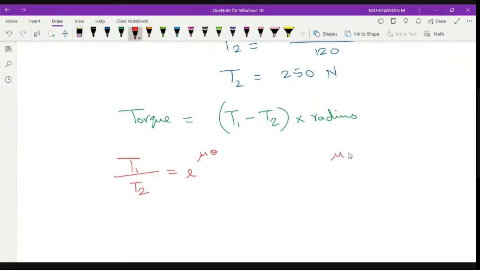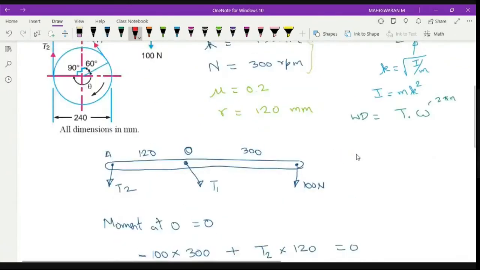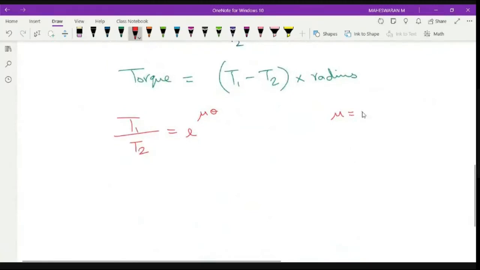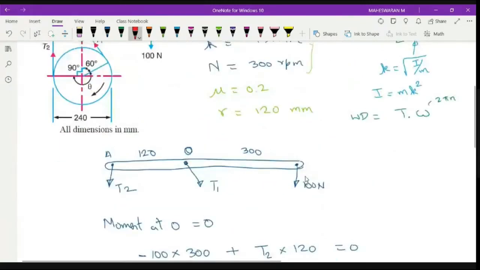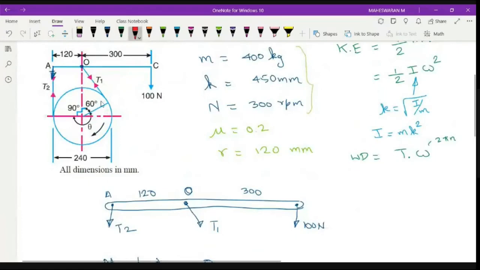Mu is already known, so it should be 0.2. Sir, should it always be tight by slack or slack by tight? Always tight by slack. Okay. Then in this case, should we take T2 by T1 only, sir? No, this side is tight. It is rotating like this. This side is tight, T1 is tight. This side is slack. So T1 by T2.